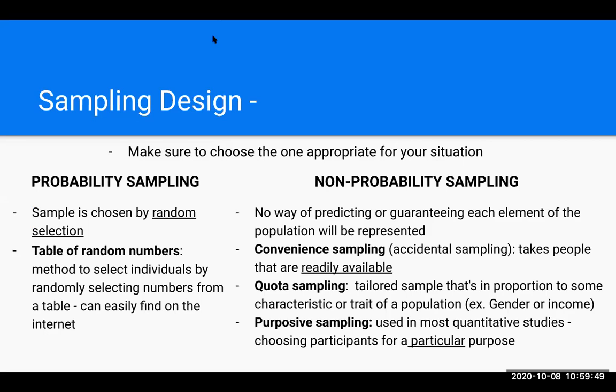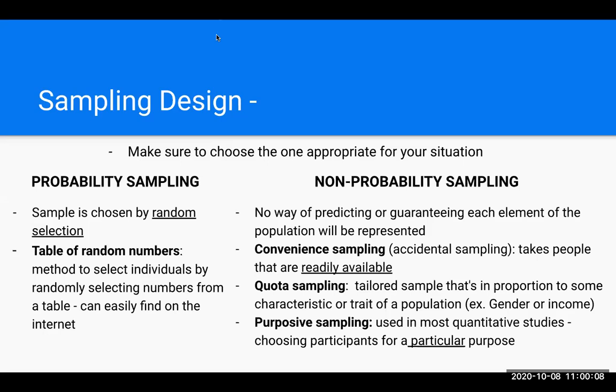Sampling design. There are 2 different types. Probability sampling, which is chosen by random selection. A popular method would be the table of random numbers, in which individuals are randomly selected from a table, and you can easily find this online.